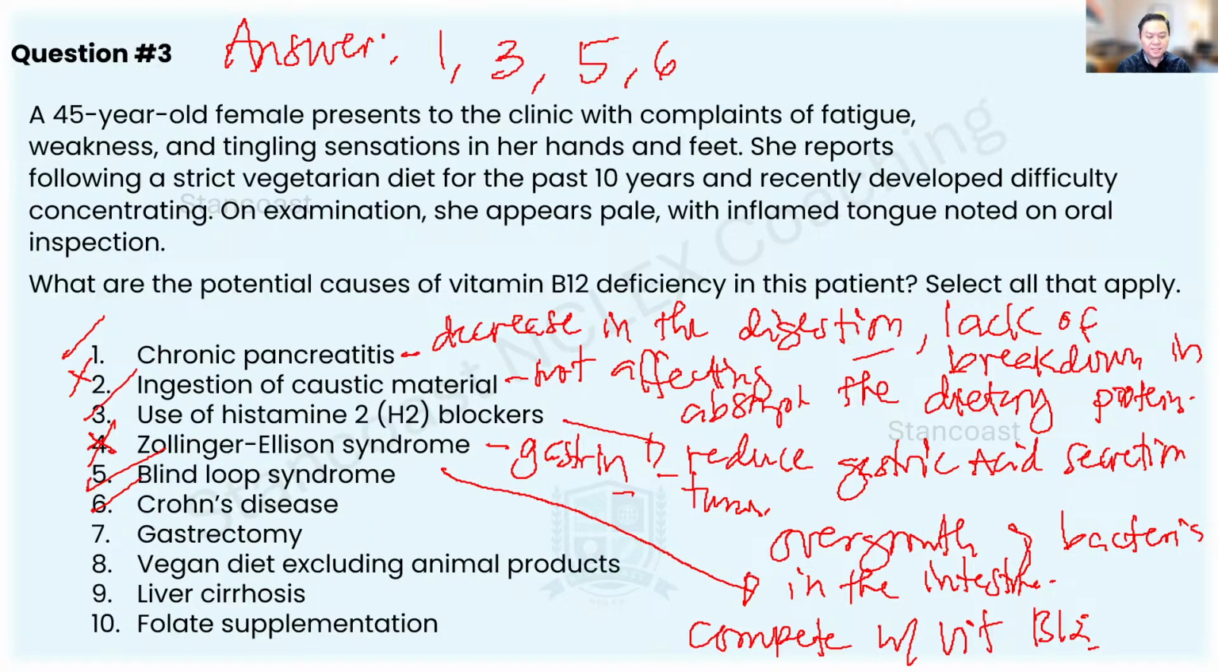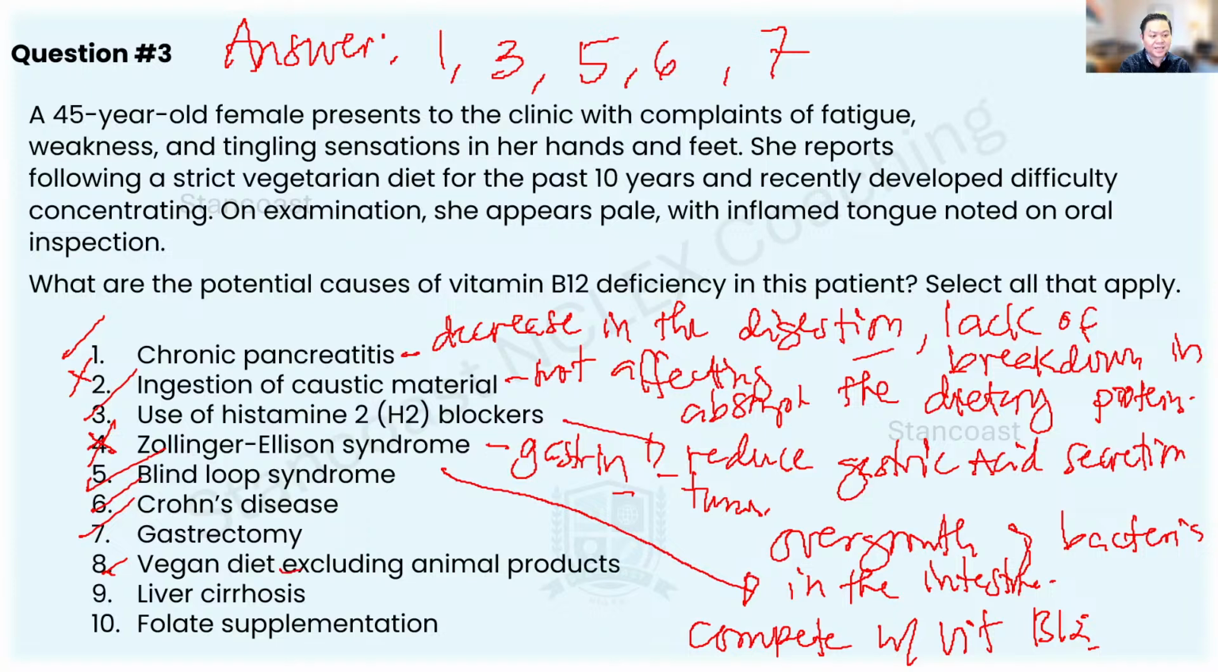Gastrectomy. Remember about the removal of a portion of a stomach, it can also lead to the loss of the intrinsic factor production, and it can also impair the amount of the intrinsic factor that will be able to absorb the vitamin B12. So this is going to be another one. Gastrectomy, that's number 7. What about number 8?